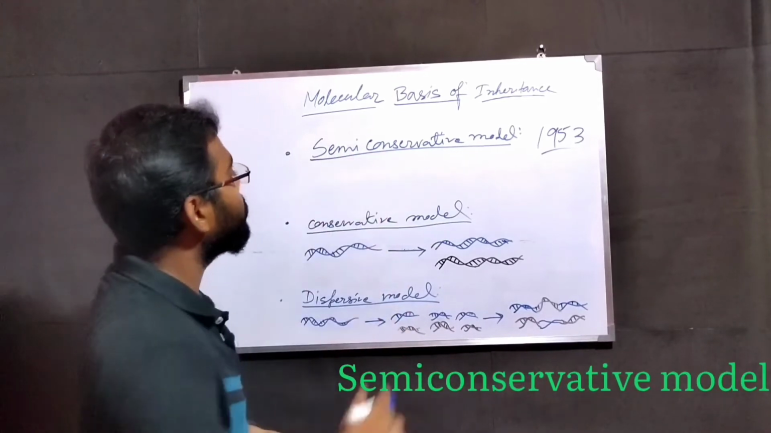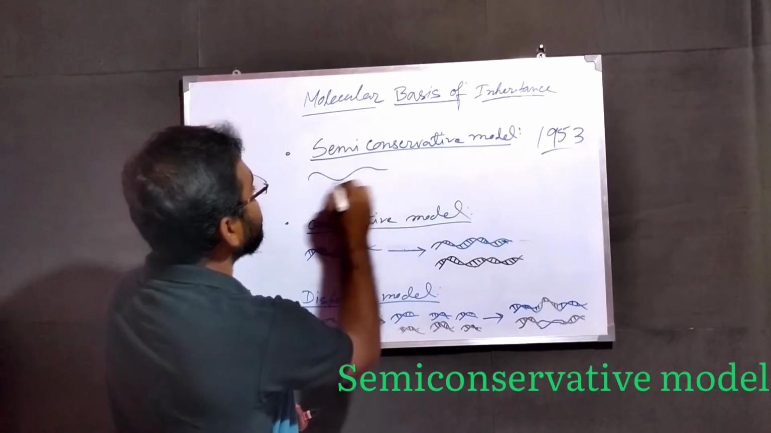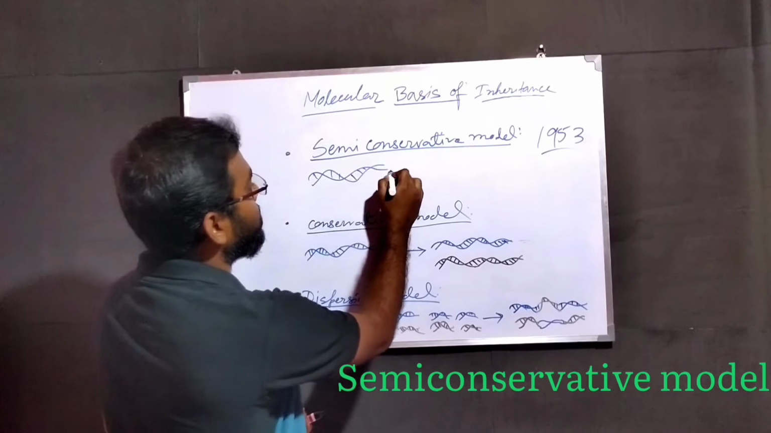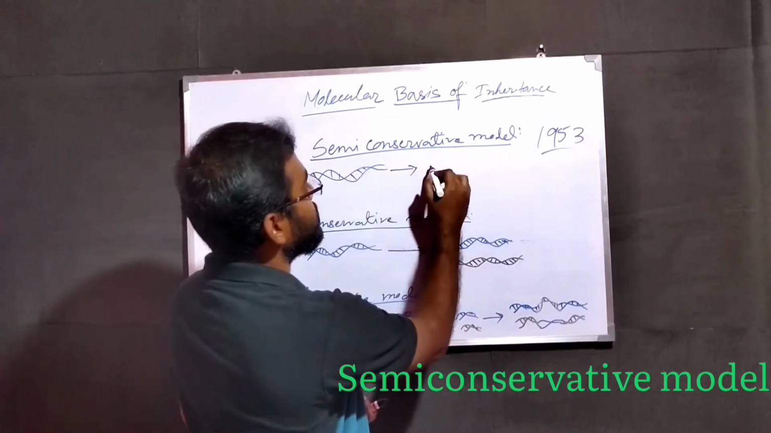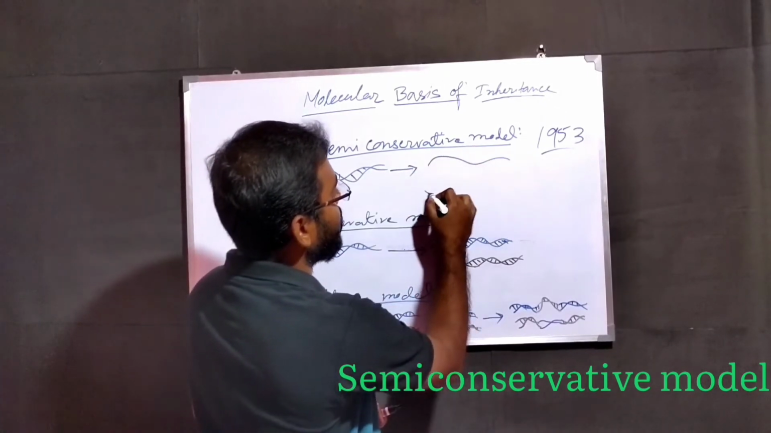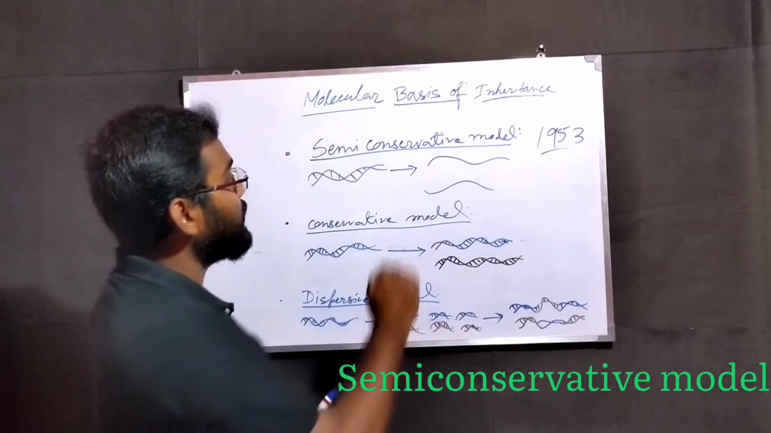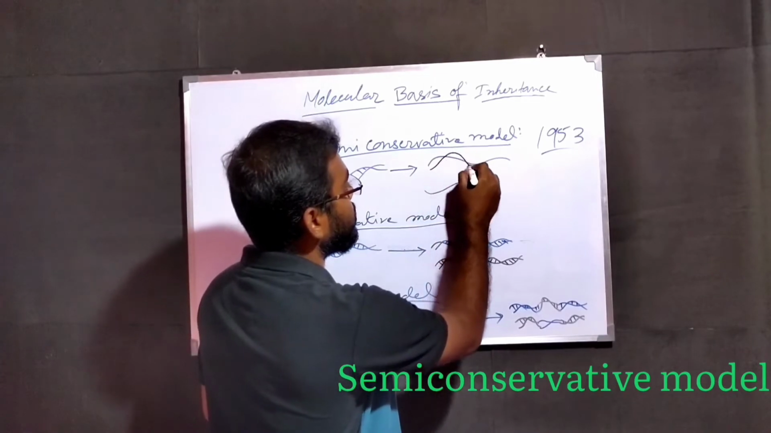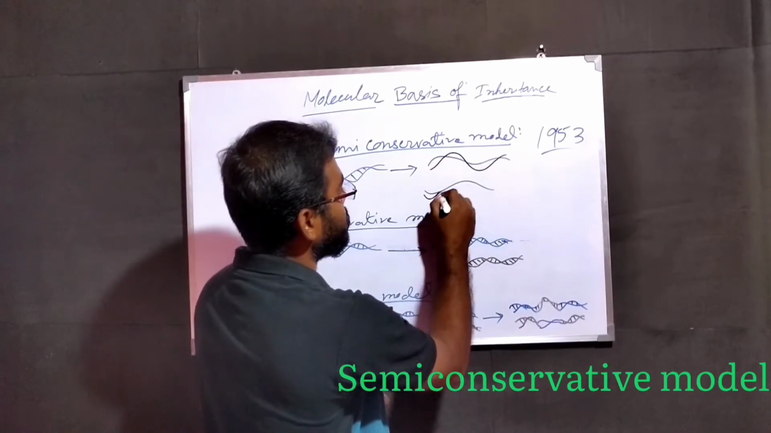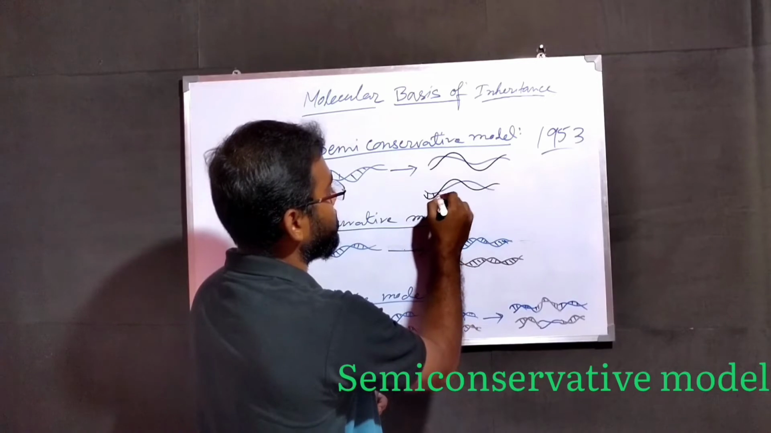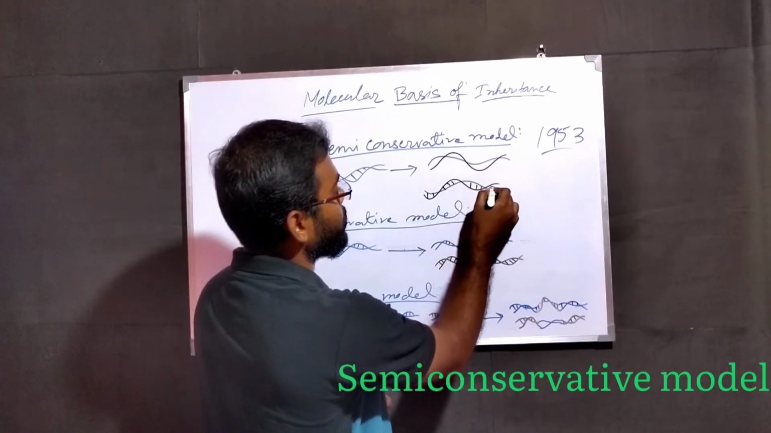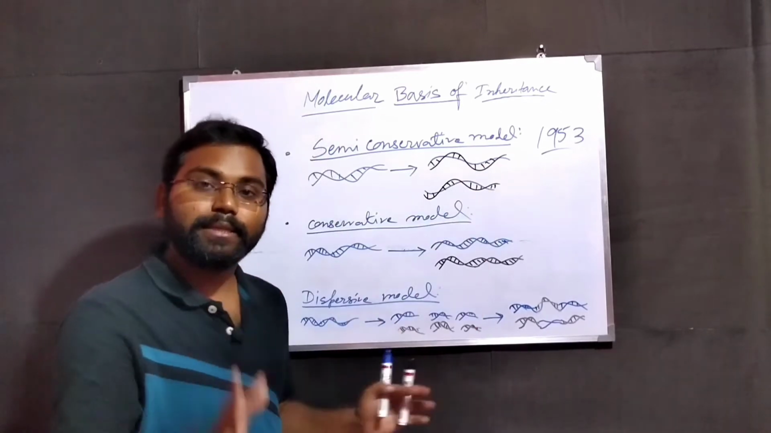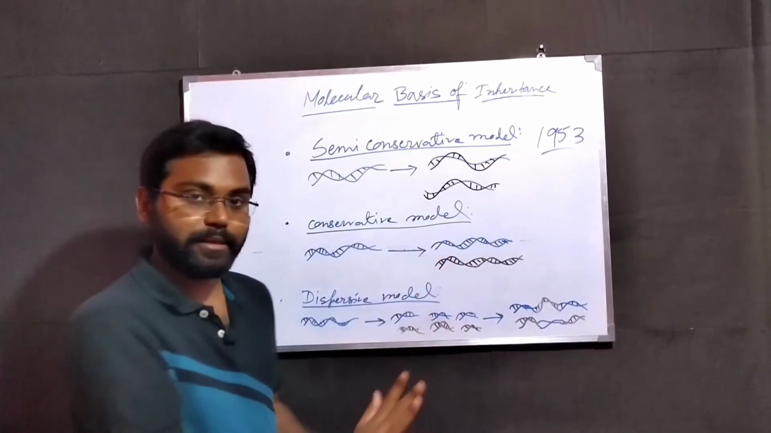Now the semi-conservative method. According to this model, the two strands of a DNA would get separated. That means for the separated DNA, one strand is this and one strand is this. And each of them will produce a new one, that is this one and this one. So these are the models for DNA replication.